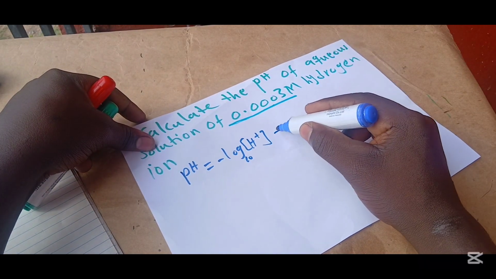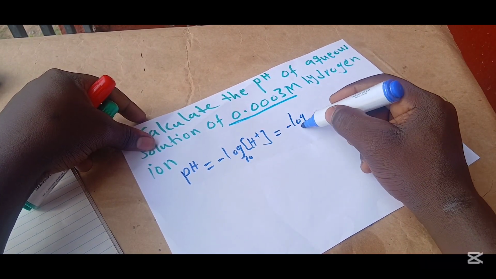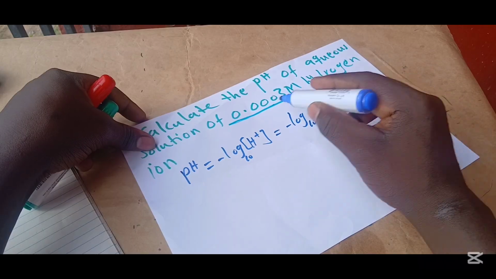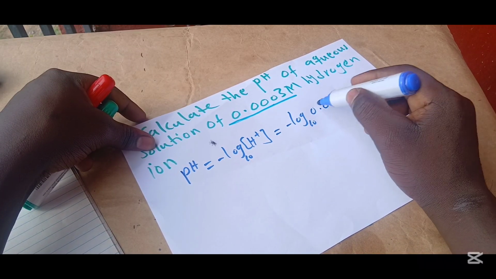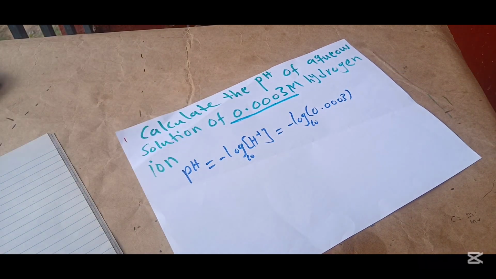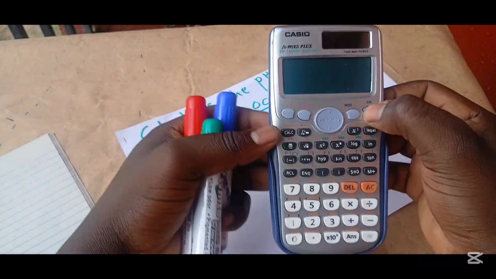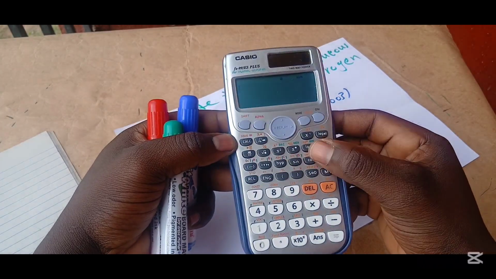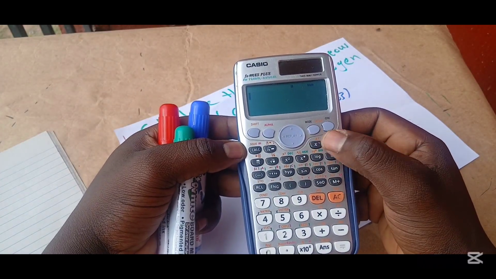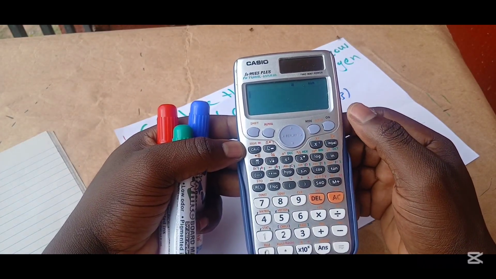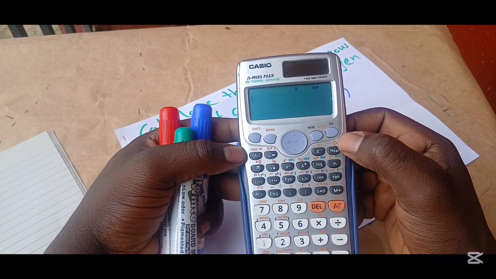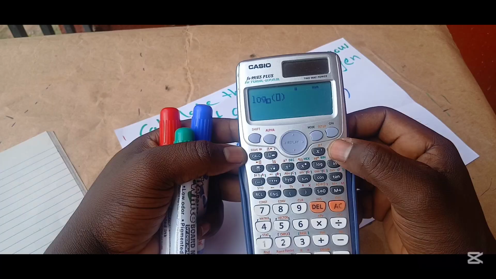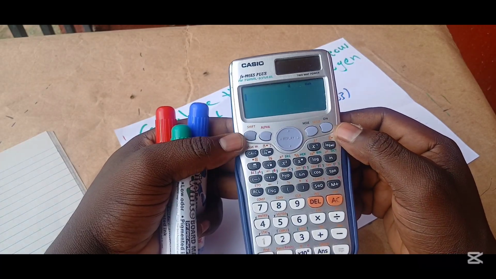And what is our hydrogen ion concentration here? Negative log to the base 10, 0.0003. Now you want to point this on your calculator. On your calculator, we have this log here, which is generally to the base 10. Anytime you are pointing a log to the base 10, just point to this one. If you want to give it a base aside base 10, then you can use this one. But in this case, we are looking at log to the base 10.